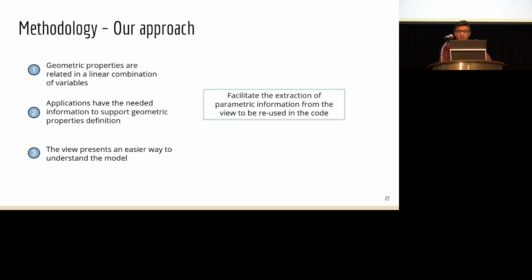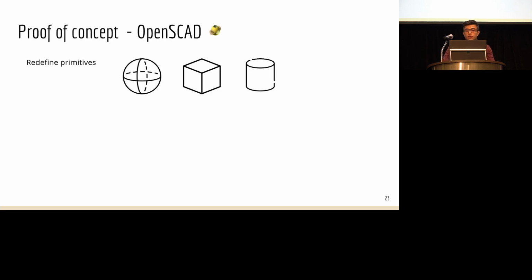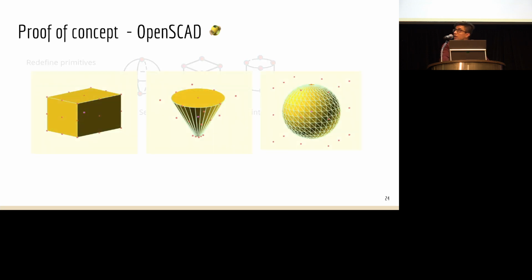So our objective is to facilitate the extraction of parametric information from the view to reuse it in the code. For that, we use OpenSCAD, which is arguably the most popular programming-based CAD application, which uses CSG. In CSG modeling, you don't actually have information about the vertices, edges, or faces. So we redefine the primitive, adding some selectable handles at points of interest. This is how they look. You're going to see them in the next slides as well.